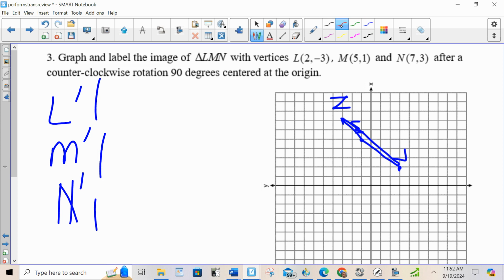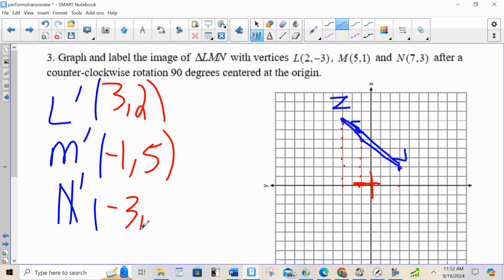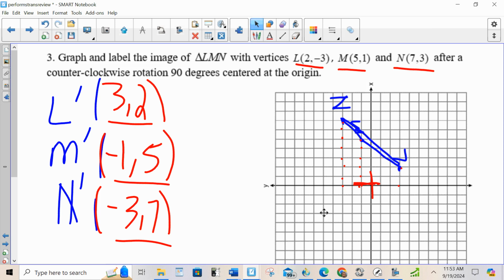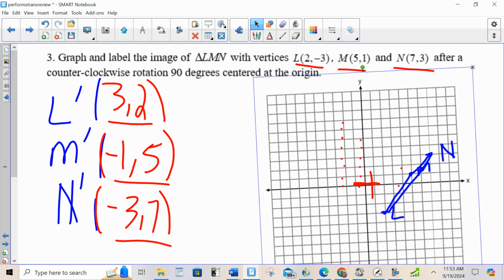L is now, so this is my new origin, 3, 2. M is negative 1, 1, 2, 3, 4, 5. N is negative 3, 1, 2, 3, 4, 5, 6, 7. Remember, the numbers themselves won't change. So if I had a 2 and a 3 here, I'll have a 2 and a 3 there, 5 and a 1, 5 and a 1, 7 and a 3, 7 and a 3. It's just they may get negated and or switched depending on what the rotation is.